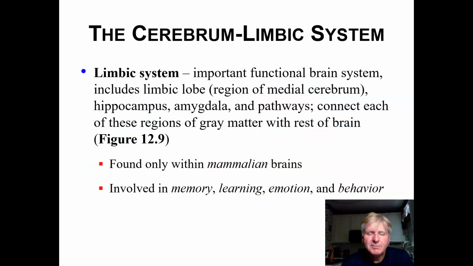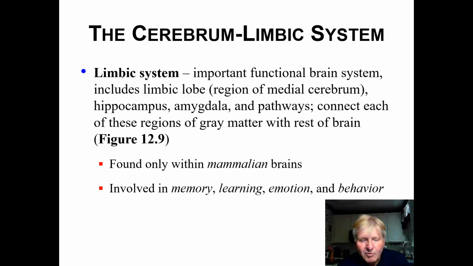The limbic system is a very important functional brain system. It includes the limbic lobe, which is a region of the medial cerebrum, the hippocampus, amygdala, and their pathways. What they do is they connect each of the regions of the gray matter with the rest of the brain. You only find limbic systems within mammalian brains. They're involved in four basic functions: memory, learning, emotion, and behavior.